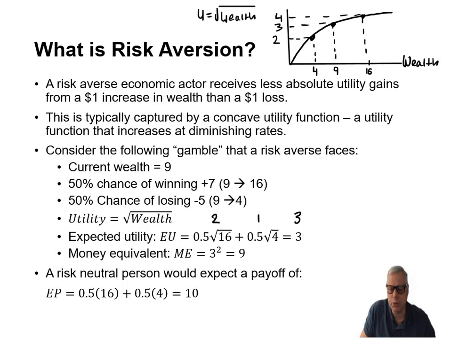So now what we can do is we can actually convert that expected utility back into a money equivalent by simply squaring the expected utility. So in this case, because the individual can expect the utility of 3, well, squaring it is the expected wealth or the money equivalent with it. So the money equivalent of the expected utility is 9. Okay, so that is the expected utility of 3, and the money equivalent would be 9.